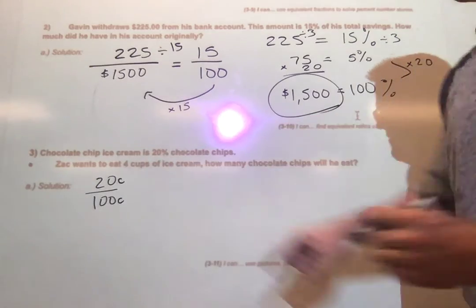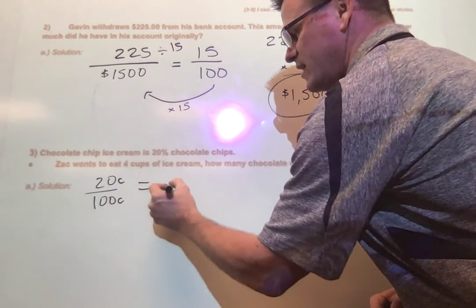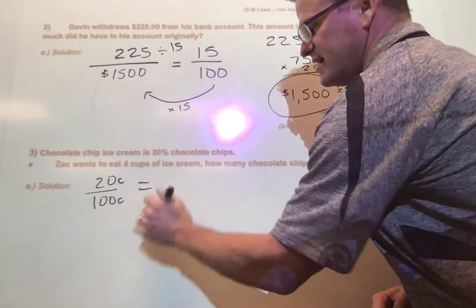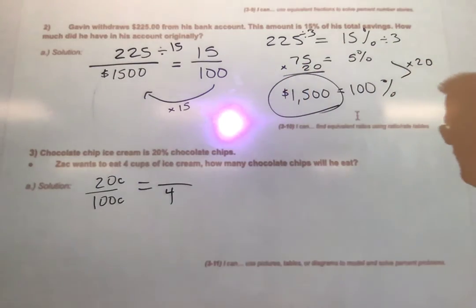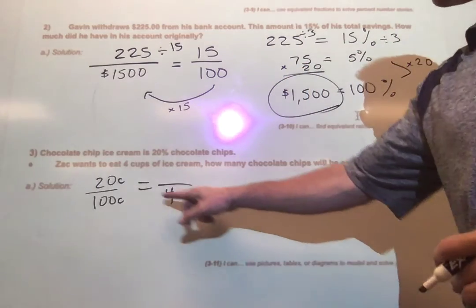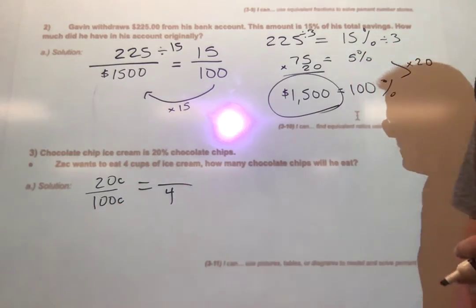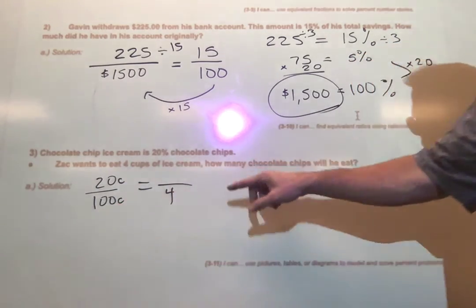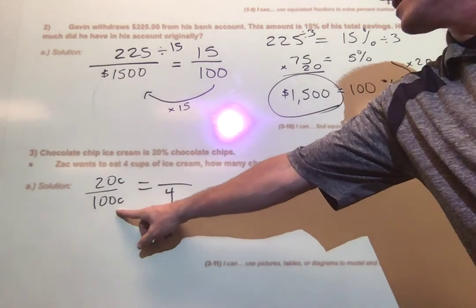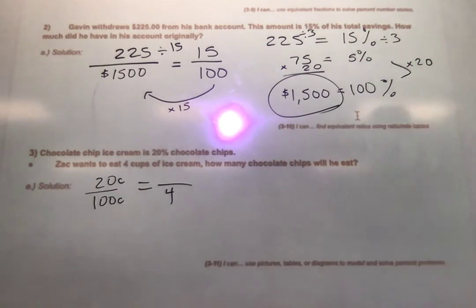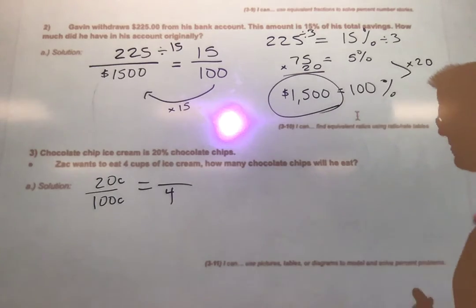But Zach wants to eat 4 cups. So I'm thinking about that way. I've got to get these 100 cups down to out of 4 cups of total ice cream. This is the chocolate chip, 20% out of the total, or 100% of the ice cream. But I want to get it down to 4 cups, not 100 cups. He's not eating 100 cups. So how much would be chocolate chips?